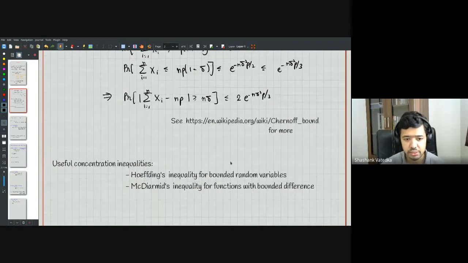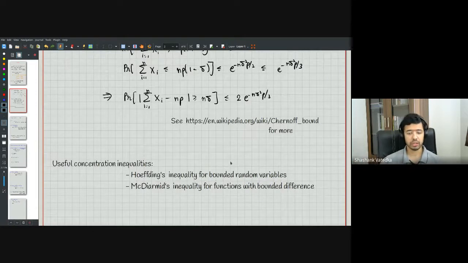Right? And there are similar concentration inequalities that you can prove for more general random variables. So in particular, for any sequence of bounded random variables, which are all independent and not even necessarily identically distributed, you can prove a similar result. You can prove that the summation is very close to the mean, and the probability that it deviates from the mean also decays exponentially. And this is given by the so-called Hoeffding's inequality.